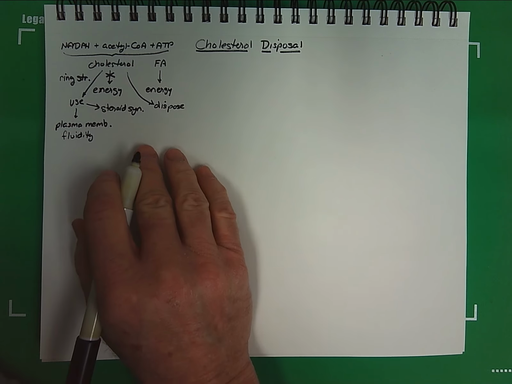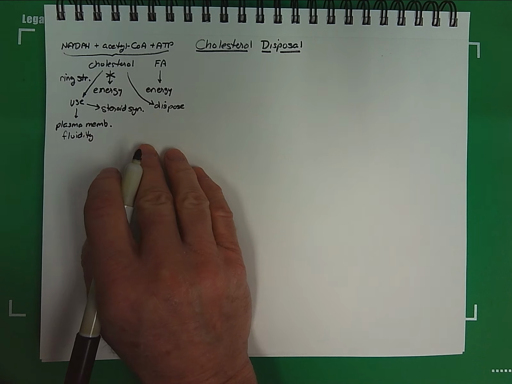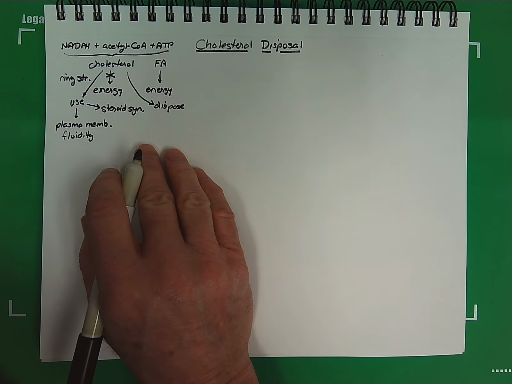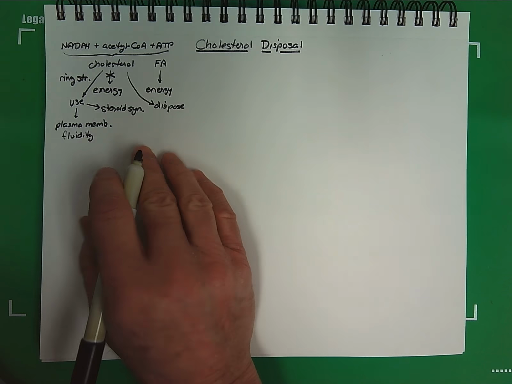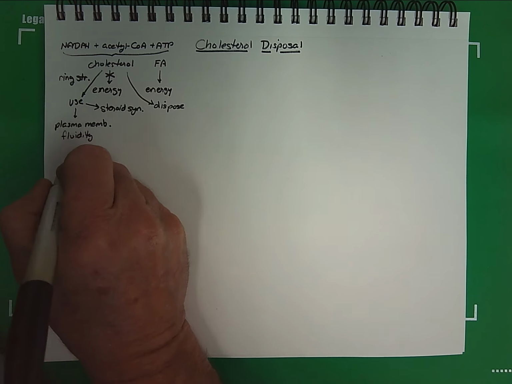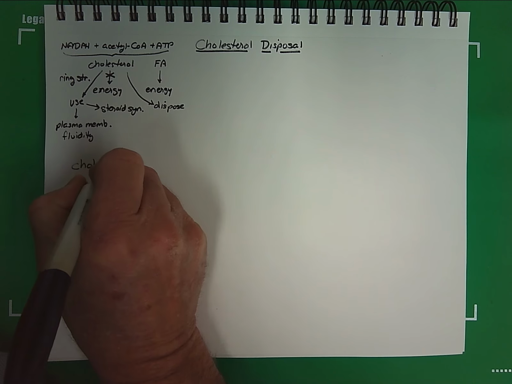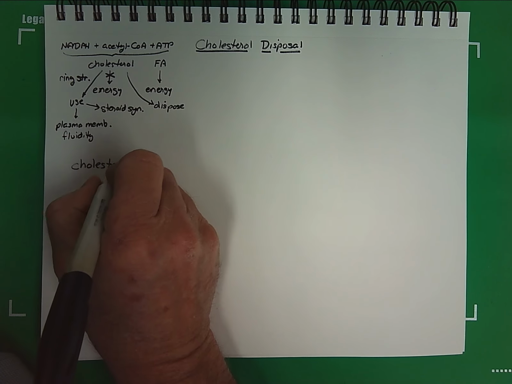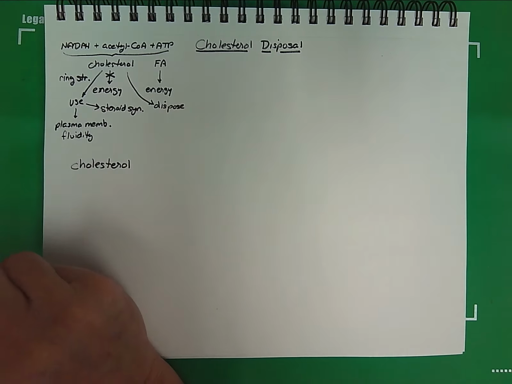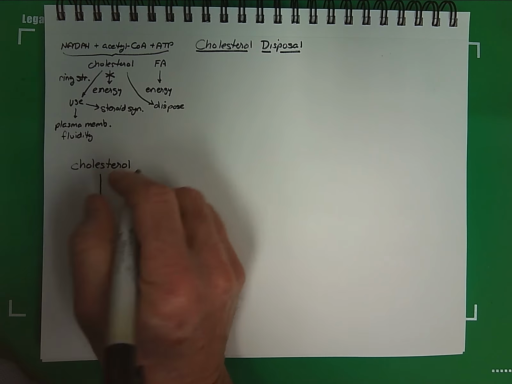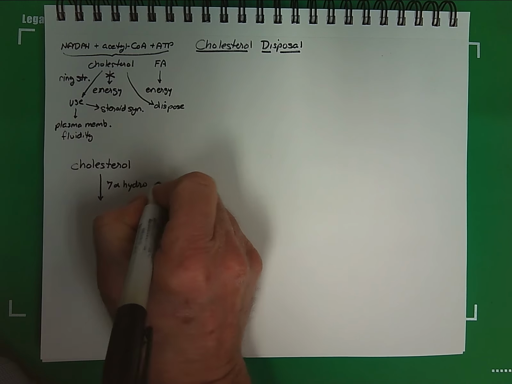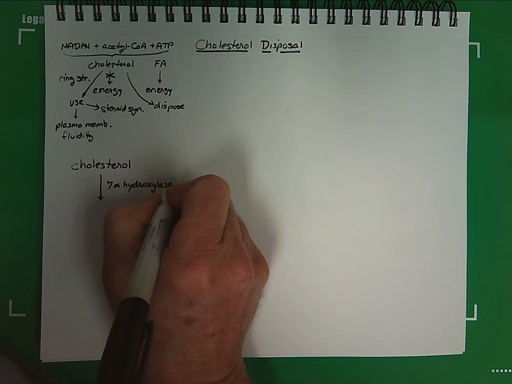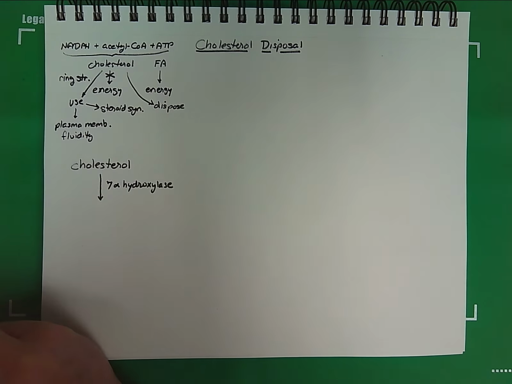Now, this video is about cholesterol disposal. How do we get rid of cholesterol in our body? Now, this applies for both endogenously synthesized cholesterol in the liver and also cholesterol obtained from our diet. So the first step is to take our cholesterol and we are going to place it into a pathway that is exposing it to an enzyme called 7-alpha hydroxylase.